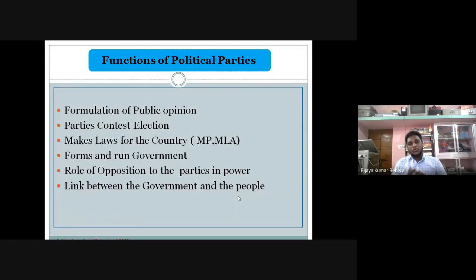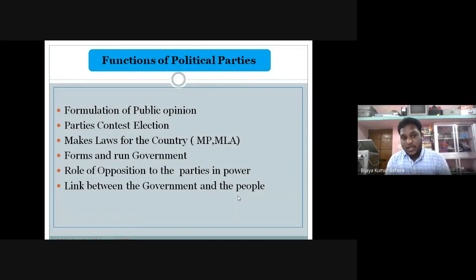The first one is formulation of public opinion. Their main function is to form the public opinion. Their motive is something different. Why do they form public opinion? In order to contest in the election. Why do they contest the election? In order to acquire the majority number of votes.